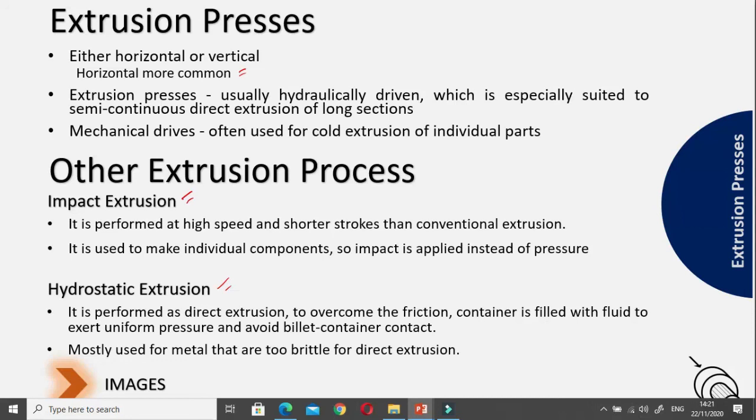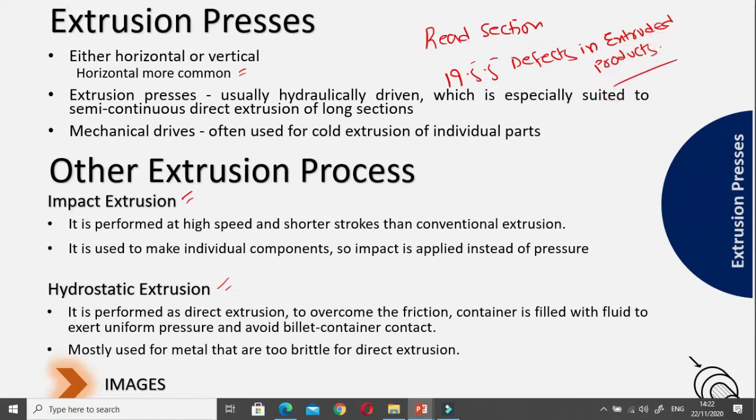So that's all for the extrusion process, although there are some specialized types still left to be discussed, and there are some defects of the extrusion process. The last thing, you should read section 19.5.5, that is defects in extruded products. It's only a half page section, so you should read it by yourself. Should you have any questions, you may ask me.